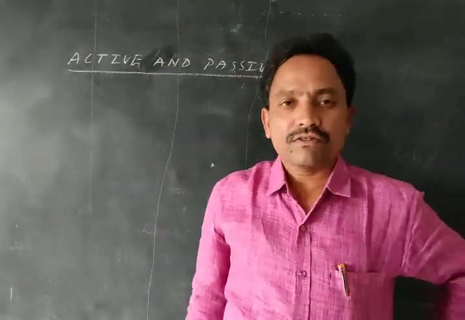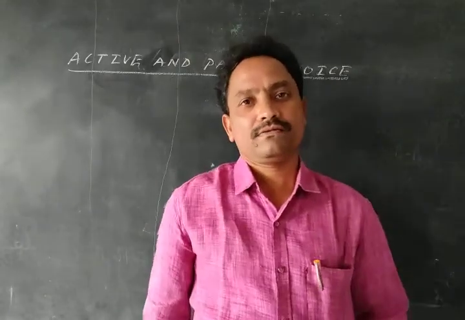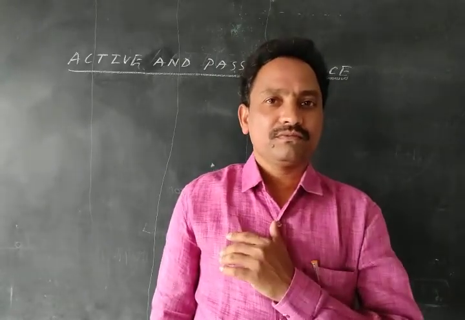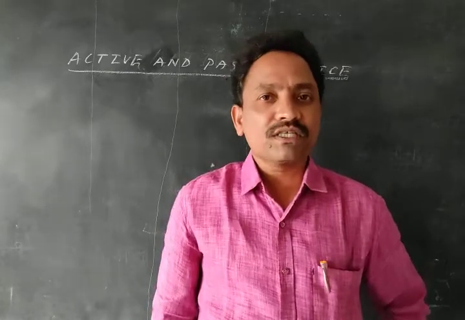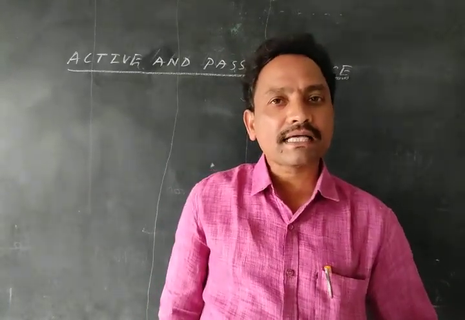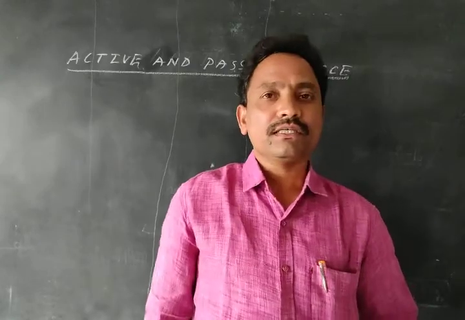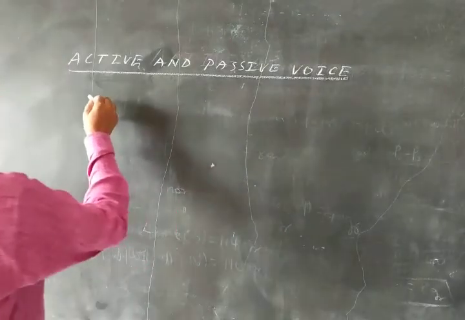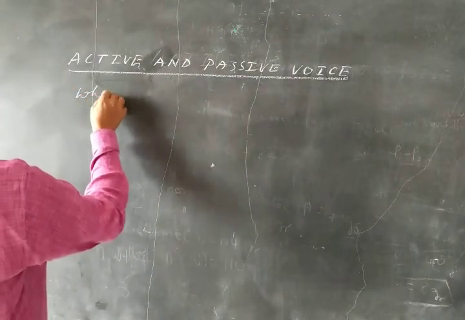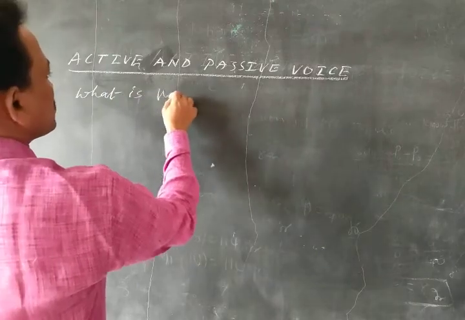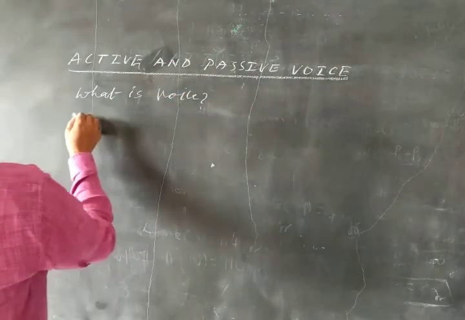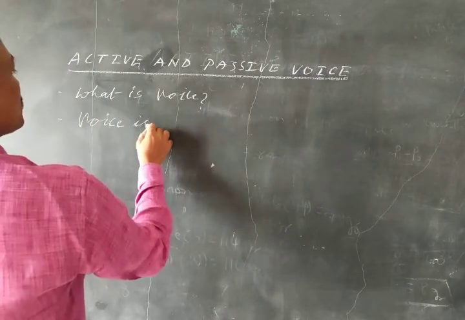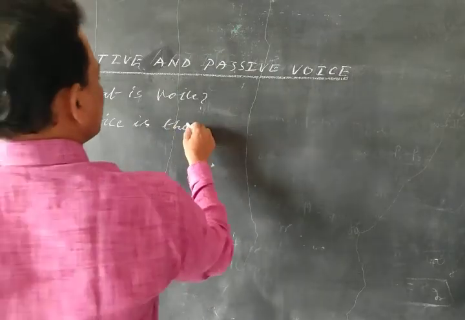See, these are active and passive voice. First of all, what is voice? Voice is the form of a verb. It shows whether the subject does something or something has been done to it. That is the definition of voice. Okay, let me write. What is voice? Voice is the form of the verb.